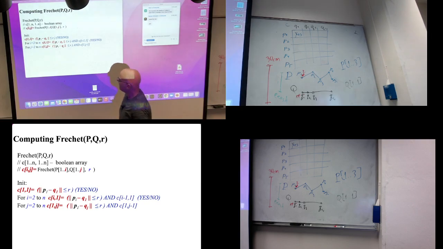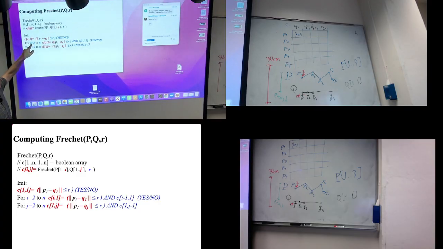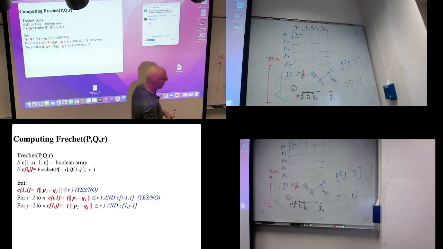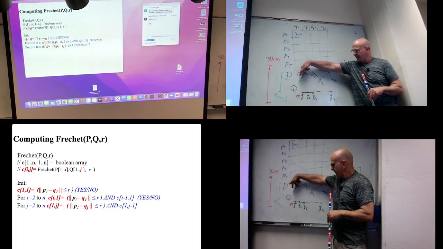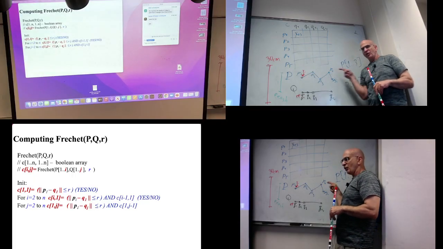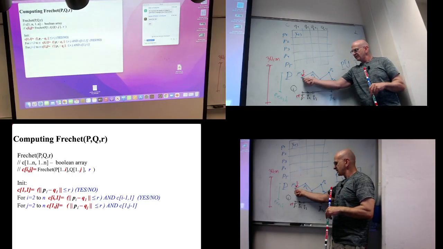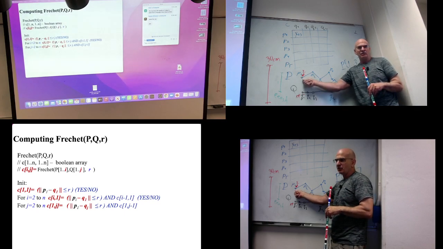Okay, we continue with the init step. Now I want to fill the leftmost column and the top row. For i from 2 to n, I want to know what is C i,1. Let's understand what C of i,1 is. I'm looking only at a polygonal path which is a prefix of the whole P, but only at trips where the person starts at P1 and never leaves P1. The person is glued to P1 and cannot leave this vertex.